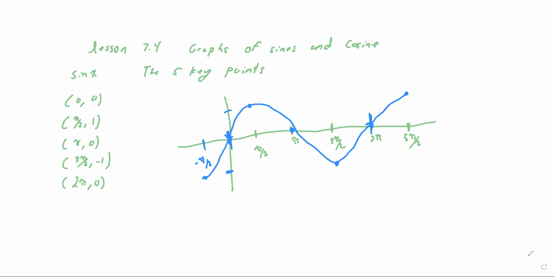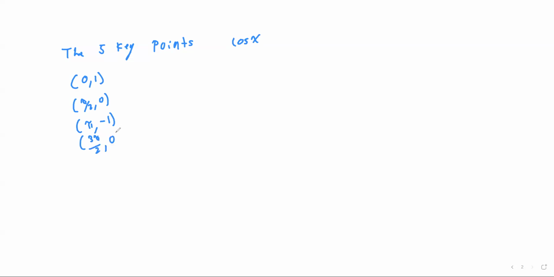The next thing we're going to look at today is your five key points for cosine of x. All right, and they are 0, comma 1. So it starts at the max. Pi halves, comma 0, then goes to the x-axis. Pi, comma negative 1, it then goes to the min. 3 pi halves, comma 0, then goes back through the x-axis. And then 2 pi, 1, and then we'll finish back at the max.